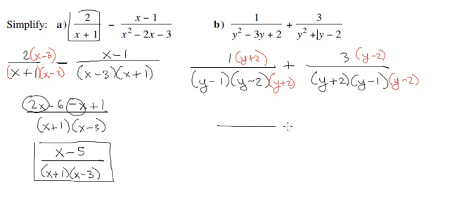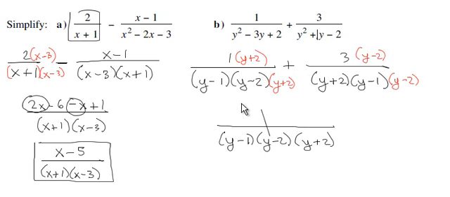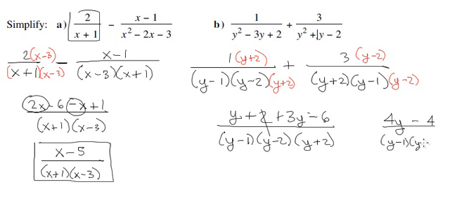So, our new improved fraction, when we combine these, will contain y minus 1, y minus 2, and y plus 2 in its denominator. And upstairs we get 1 times y, we get 1 times 2, we get 3 times y, and we get 3 times -2. Combine that, 4y, 2 minus 6 is minus 4, over y minus 1 and all the rest of it. Are we done?